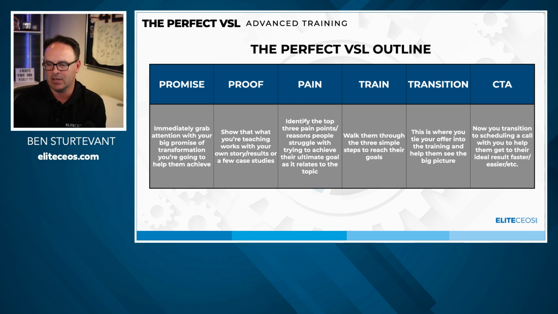The pain is to identify the top 3 main pain points, the reasons that people are struggling trying to achieve their ultimate goal as it relates to the topic. You want to train a little bit, walk them through the 3 simple steps to reach their goal. Again, this is an overview, so you're not going to dig into every specific how-to. Then you're going to transition. This is where you tie in your offer to the training topic and you help them see the big picture. And then you transition to your call to action, which for most of us is booking a call.